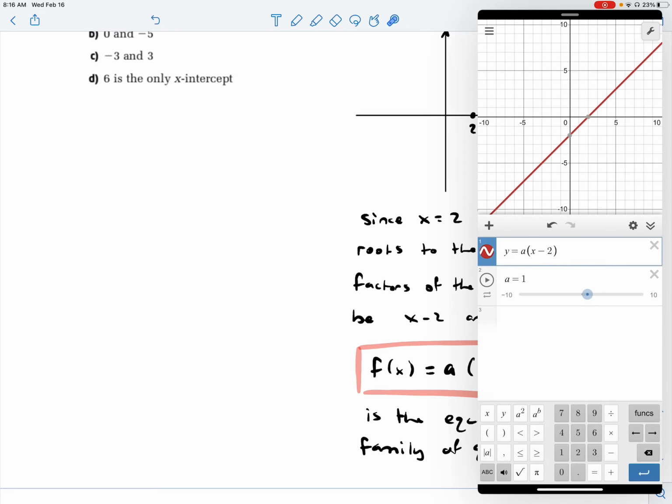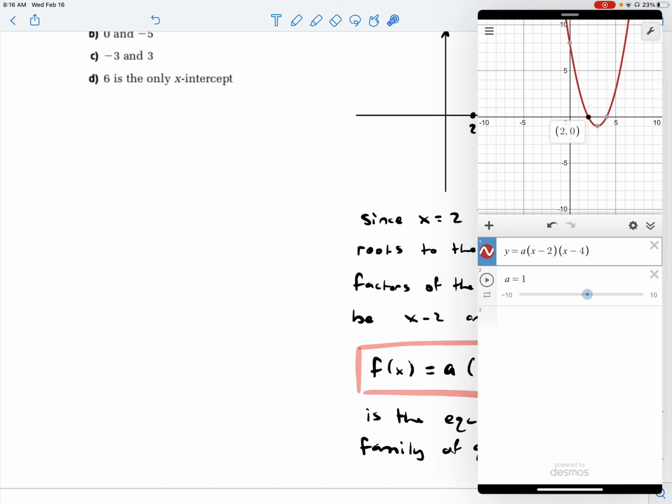Okay. So I just added a slider like you had seen. What that does is it allows the A value to become a parameter. Okay, so notice I created a quadratic. Right now it's going through 2, 0, and 4, 0. Okay, so that equation fits those x-intercepts.